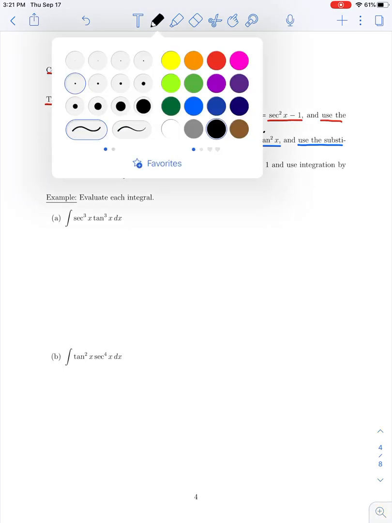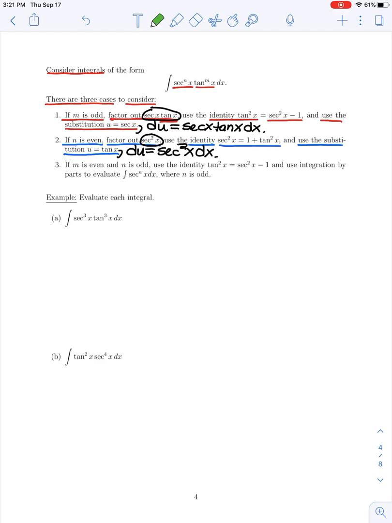Now, the last case, which is the trickiest, is if m is even, so that is if the power of tangent is even, and the power n of secant x is odd. Then we will use the identity tangent squared x is equal to secant squared x minus 1, and we will use integration by parts to evaluate all of the secant x to the nth power terms where n is odd.